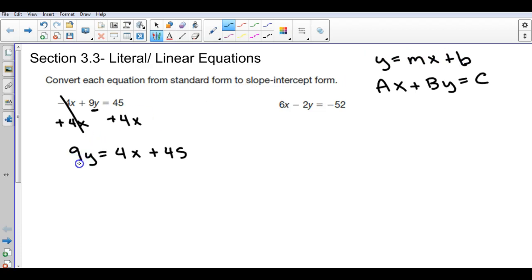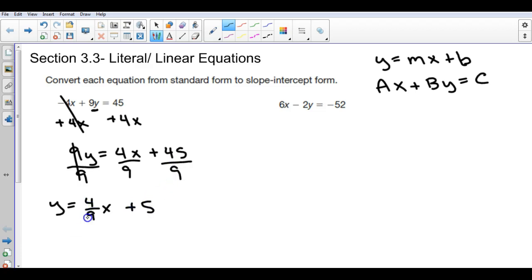So I still don't have y by itself. The next part is crucial. You need to divide by 9, but you need to do it to everything. You need to do it right here, you need to do it right here, and you need to do it in the third part, the constant term. So what you end up with is y equals 4 over 9x plus 45 divided by 9, which is 5.